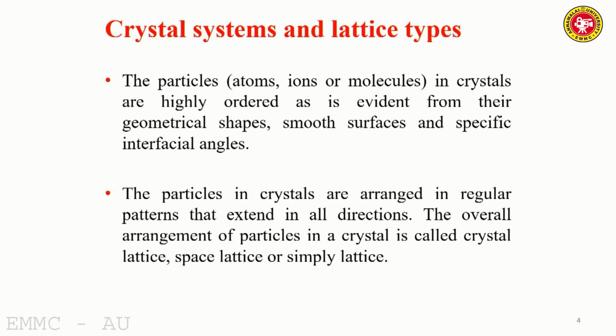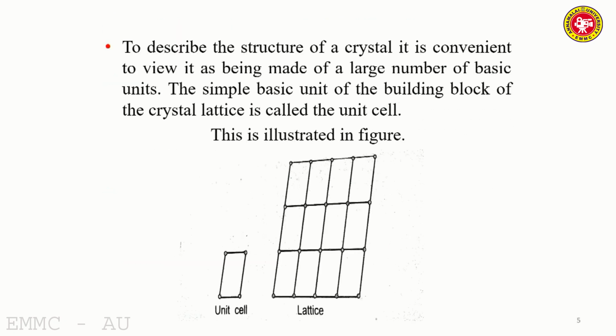The particles, atoms, ions or molecules in crystals are highly ordered, as is evident from their geometrical shapes, smooth surfaces and specific interfacial angles. The particles in crystals are arranged in regular patterns that extend in all directions. The overall arrangement of particles in a crystal is called crystal lattice, space lattice or simply lattice. To describe the structure of a crystal, it is convenient to view it as being made up of a large number of basic units. The simple basic unit or building block of crystal lattice is called the unit cell.